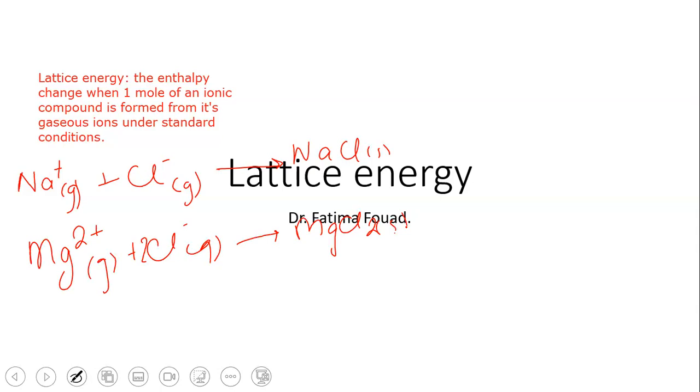Now, it is actually really hard. In fact, it is impossible to determine this lattice energy directly from a single direct experiment. I cannot just do one experiment and that is going to give me the value for lattice energy. I can't just go ahead and do that. I have to use a multi-step experiment. That multi-step experiment is known as the Born-Haber cycle.